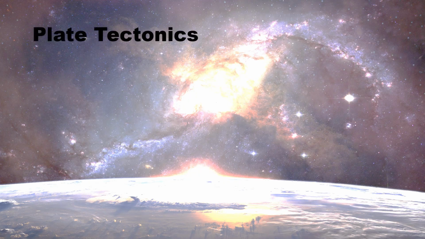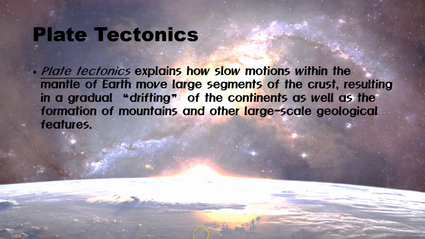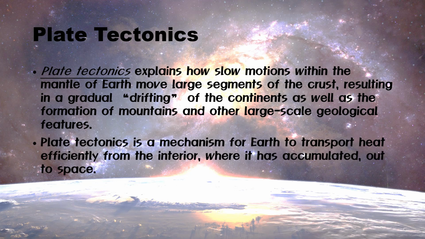Now, one of the things that is unique about Earth's crust is plate tectonics. Plate tectonics explains how slow motions within the mantle of the Earth move large segments of the crust, resulting in a gradual shifting and drifting of the continents, as well as the formation of things such as mountains and other large-scale geological features. Plate tectonics is actually a mechanism for Earth to transport heat efficiently from the interior, where it's accumulated, out into space. So it's actually a cooling feature.